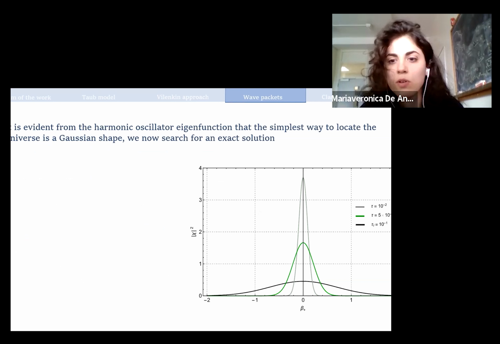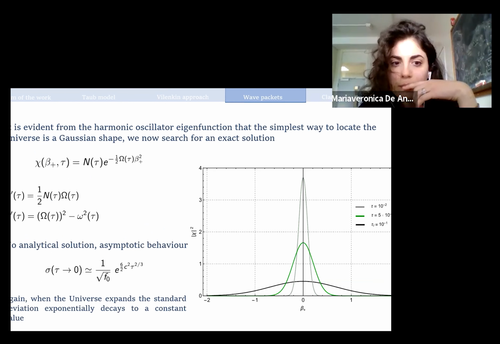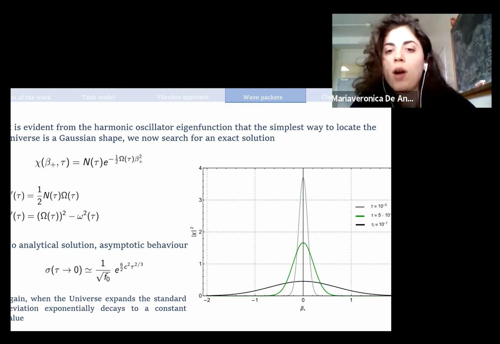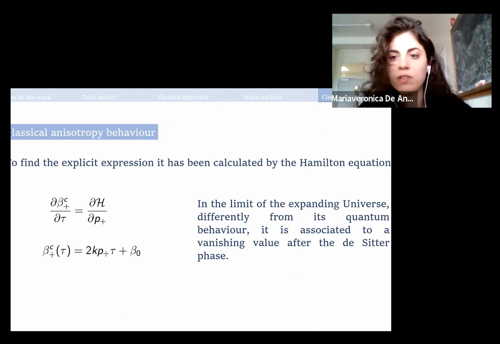This behavior is also confirmed by the asymptotic study of an exact Gaussian solution of the time-dependent Schrodinger equation. As we can see here, sigma: again, when the universe expands, the standard deviation exponentially decays to a constant value. These are quite surprising results. They suggest, as we shall see below, that although the anisotropy cannot have the same non-suppressed behavior as the scalar field in a fully homogeneous scenario, it could originate a smaller tensorial component of the primordial spectrum. Also, on a classical level, the universe anisotropy decays to a constant value, but in this case it has no physical meaning, since it can be reabsorbed into the definition of the one-forms of the Taub model.